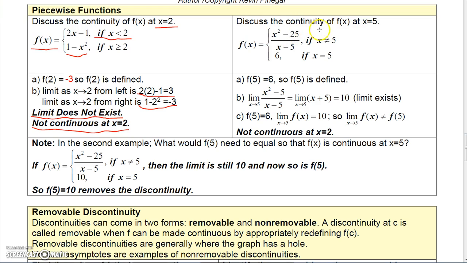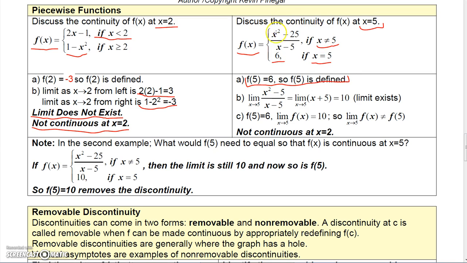Okay, so this one says discuss the continuity of this function at x equals 5. Okay, well, here we're given that if x does not equal 5, we get this function, x squared minus 25 over x minus 5. And that's good because obviously you can't plug 5 into this function. So this function is only if x does not equal 5. Now if x does equal 5, then we get the value 6. So we do know that the function is defined at 5. It tells us right here that f of 5 is 6. So f of 5 is defined.